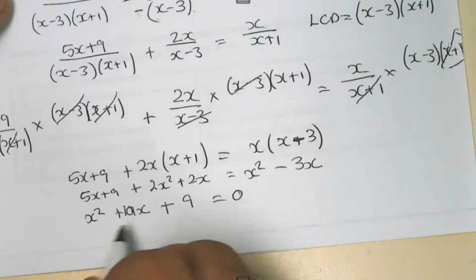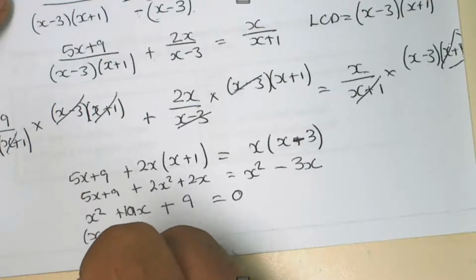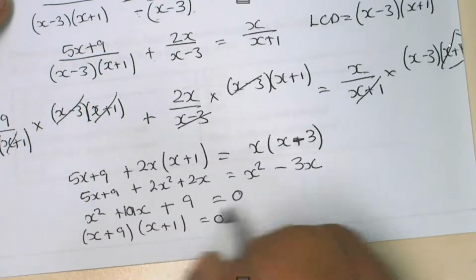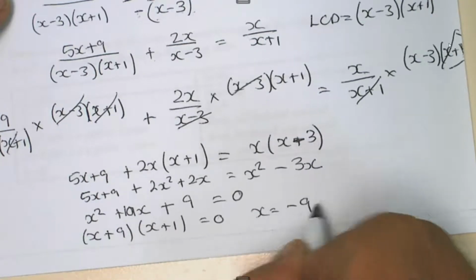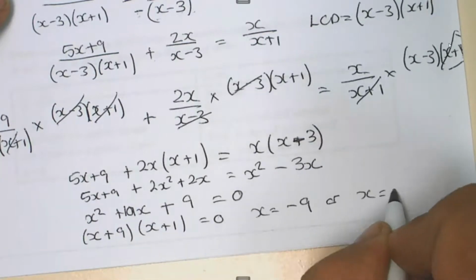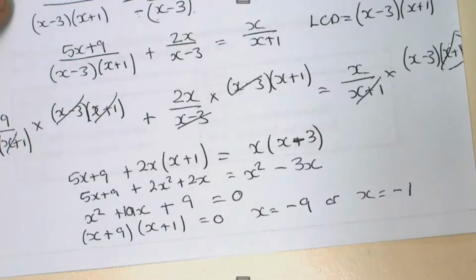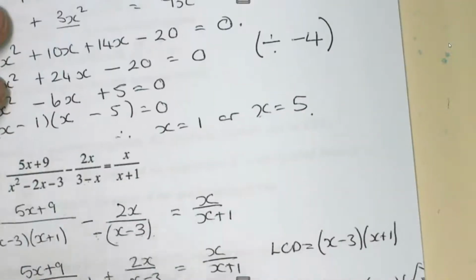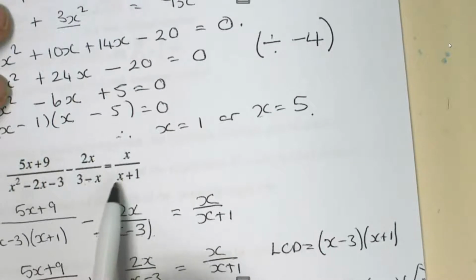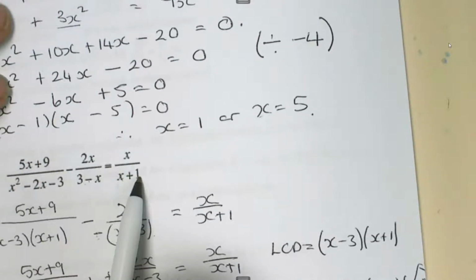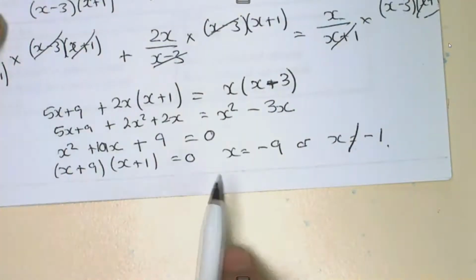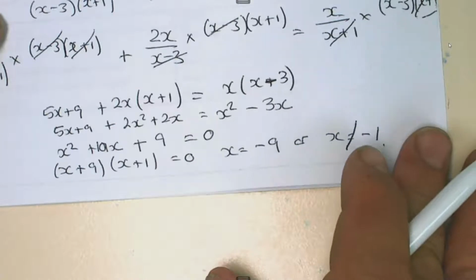Now to find the factors, we're going to say x plus 9 multiplied by x plus 1 is equal to 0, x is equal to negative 9, or x is equal to negative 1. But remember, x cannot equal negative 1, because if x is negative 1, plus 1 is 0, which makes it undefined. So x cannot equal negative 1, and the answer is x equal to negative 9.